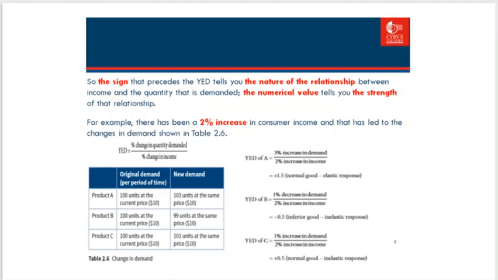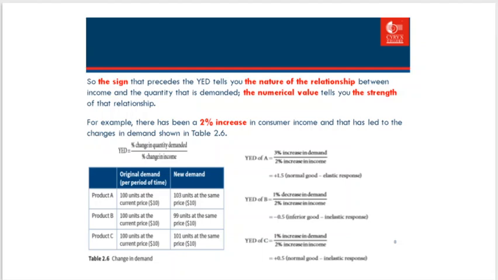Now, let's move to product B. The original quantity demanded is 100, price 10. But there is a change in quantity demanded. It shows a decrease in quantity demanded from 100 to 99, which means minus 1, right? 1 divided by 100 times 100, we will get minus 1%, or we can write decrease 1%. But income is increased 2%. So we will get minus 0.5.